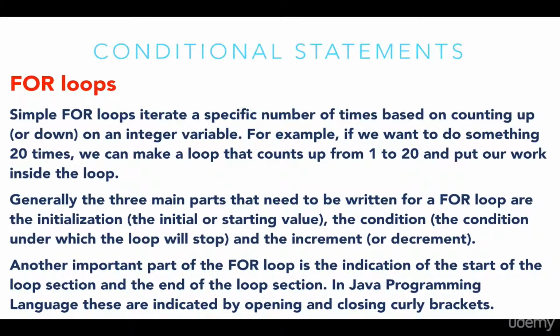Simple for loops iterate a specific number of times based on counting up or down on an integer variable. For example, if we want to do something 20 times, we can make a loop that counts up from 1 to 20 and put our work inside the loop. Generally, the three main parts that need to be written for a for loop are the initialization, the initial or starting value, the condition under which the loop will stop, and the increment or decrement of the variable, okay?